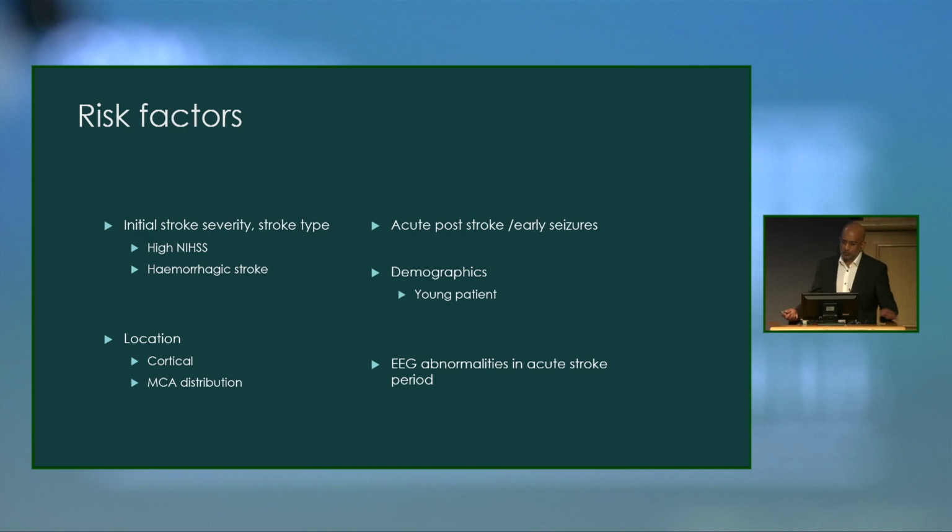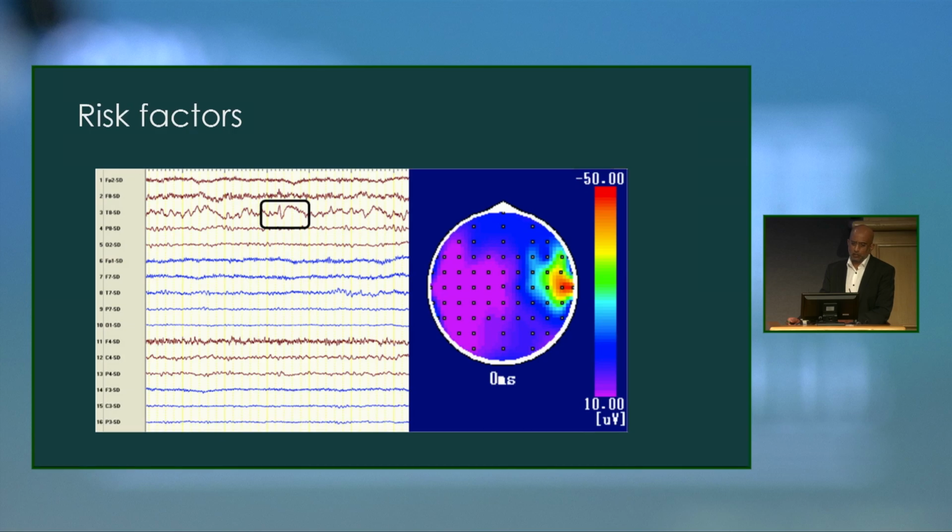So not all patients with a stroke develop seizures. What are the risk factors? The initial stroke severity or stroke type, so a high NIHSS score, a hemorrhagic stroke as opposed to an ischemic stroke, the location of the stroke, whether it's cortical, and if so, an MCA distribution. A younger patient below 65 is at higher risk. And if there are certain EEG abnormalities in the acute phase, that would render one more at risk of having a seizure, including periodic lateralizing discharges.